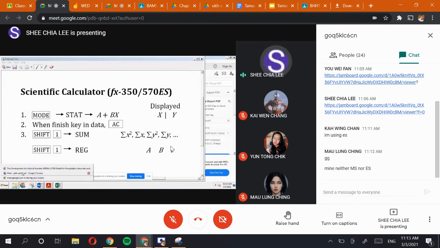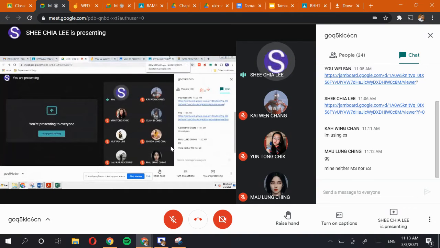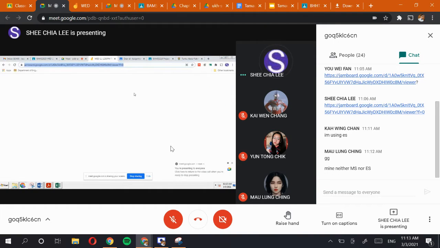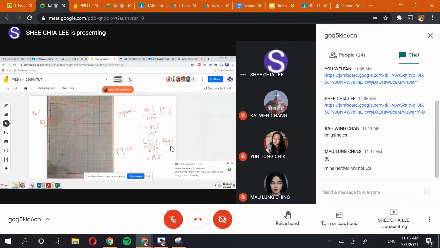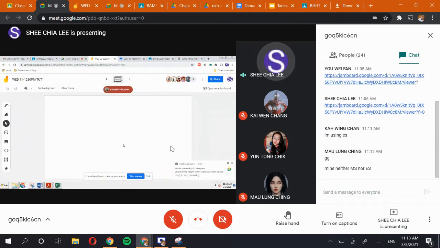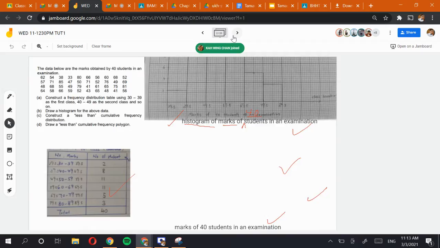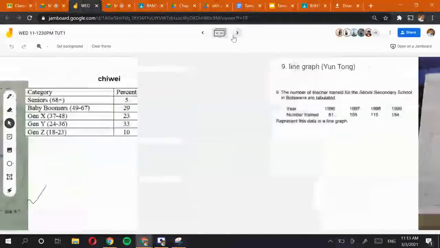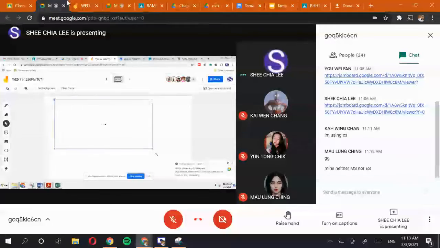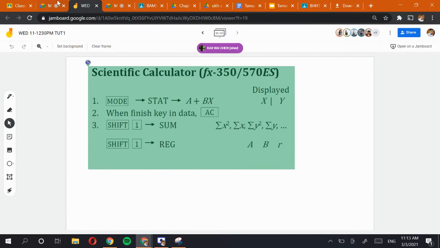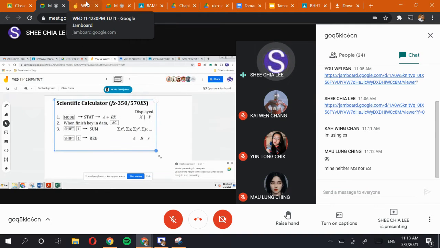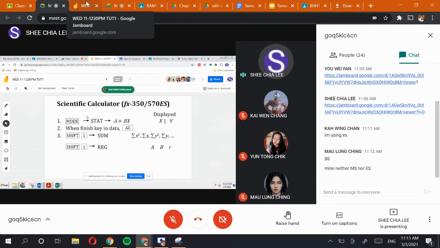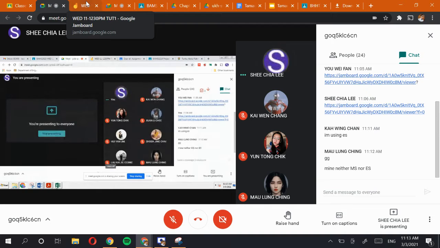Okay, so I'll paste it to the Jamboard. You have a look there. Okay, Gawing. The tutorial Jamboard. I paste it at the last page, slide number 20. You explore it yourself first, see whether okay or not. Okay, the rest of you, those who are using the 570 MS, we come back to this.